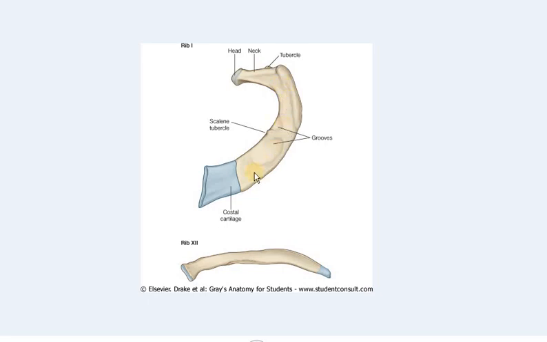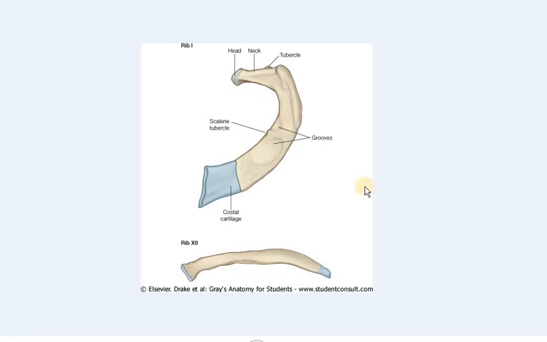Now please pay attention to the superior surface of the first rib. You can see that there is a tubercle on the superior surface, which is called the scalene tubercle, and there are two grooves. One groove is posterior to the scalene tubercle and one groove is anterior to it. So there are two grooves separated by the scalene tubercle on the superior surface of the first rib. The anterior groove is formed by the subclavian vein and the posterior groove is formed by the subclavian artery.